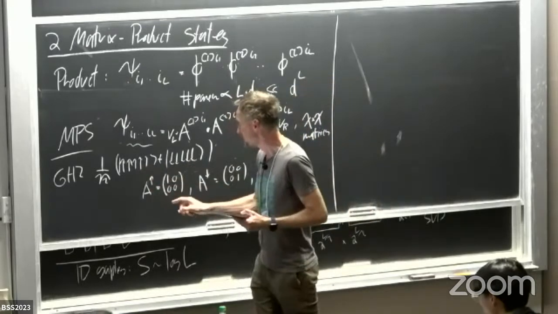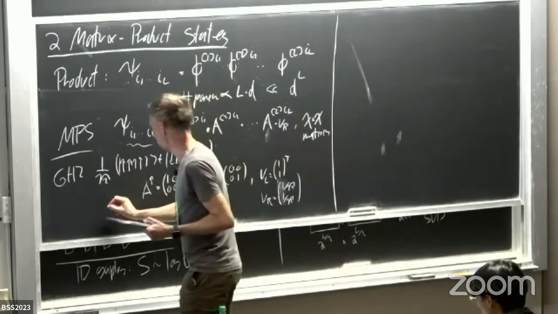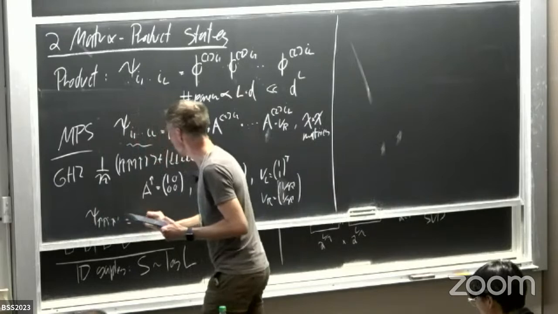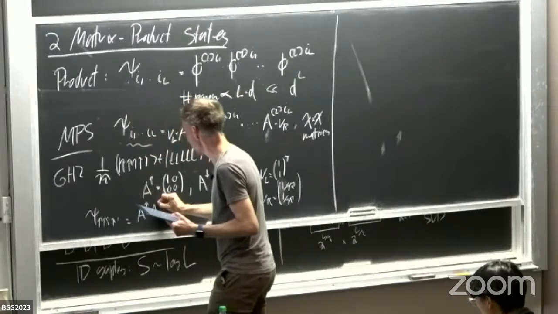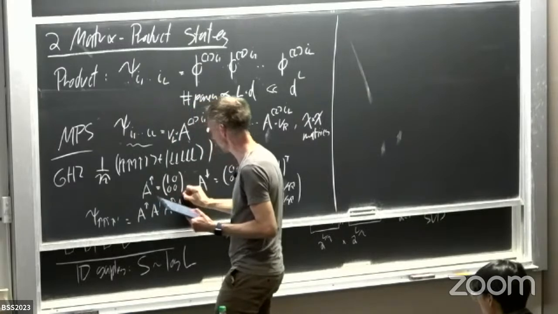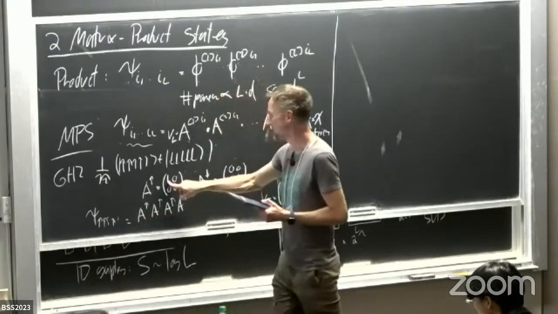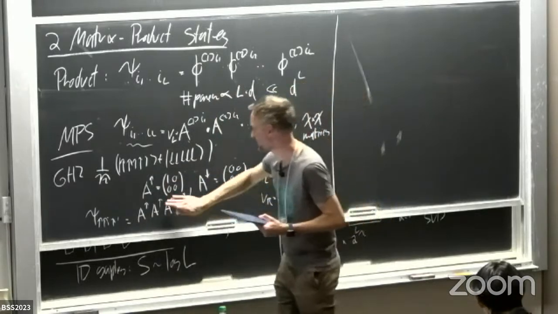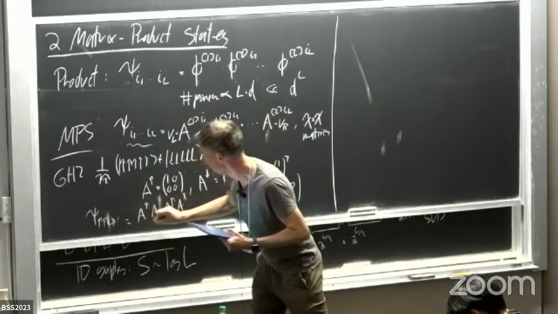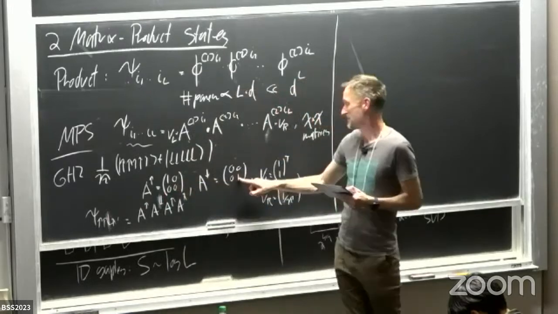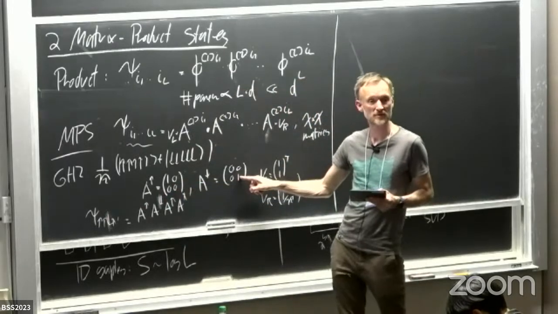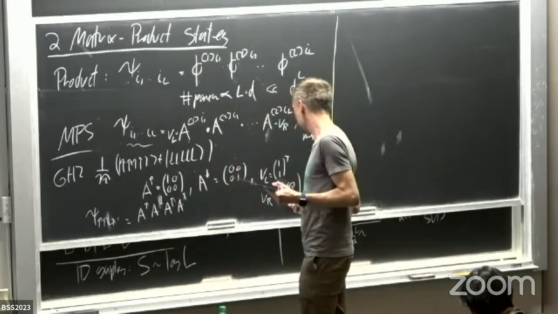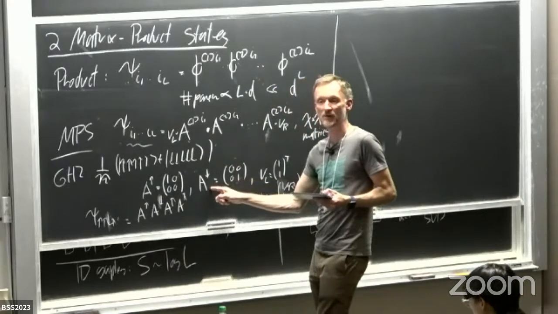If you want to evaluate, say, the amplitude psi of all spins up, then this would be A up, A up, A up, A up. And if you just multiply these together, you get exactly 1 over square root of 2. But if you flip a single spin, then you have these matrices, but suddenly one of those shows up, and the whole thing collapses to 0. The only other way to get 1 over square root of 2 is if all of the matrices are this down matrix.